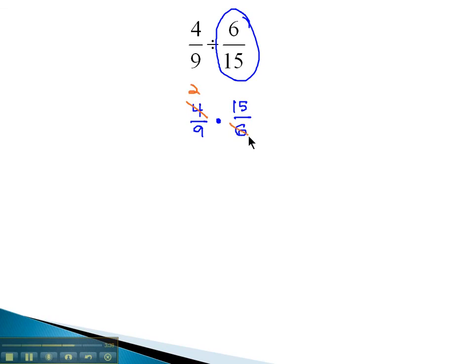4 divided by 2 is 2, and 6 divided by 2 is 3. 9 and 15, they're both divisible by 3. 9 divided by 3 is 3, and 15 divided by 3 is 5. And now that we've reduced everything, we can multiply the numerators and denominators together. 2 times 5 is 10, over 3 times 3 is 9, and we have our final quotient, or product, because we multiplied by the reciprocal, of 10/9. Division is exactly the same as multiplication, with one extra step at the beginning, where we multiply by the reciprocal.